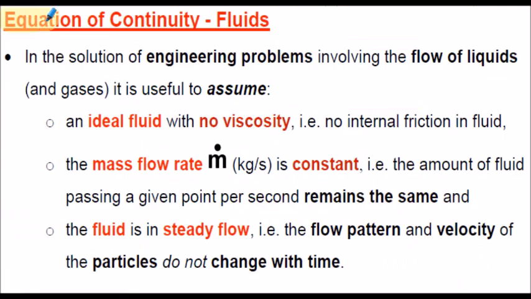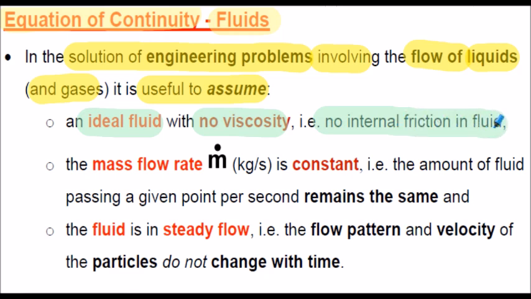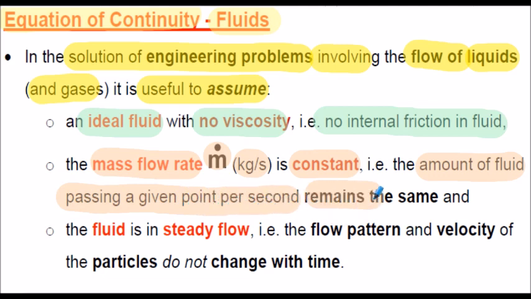Let's consider the equation of continuity related to fluids. In the solution of engineering problems involving flow of fluids, which includes liquids and gases, it is useful to assume the following. Firstly, that the fluid is an ideal fluid, so has no viscosity, that is, no internal friction in the fluid. Secondly, that the mass flow rate, usually denoted as m dot in kilograms per second, is constant. In other words, the amount of fluid passing a given point in our pipe per second remains the same.